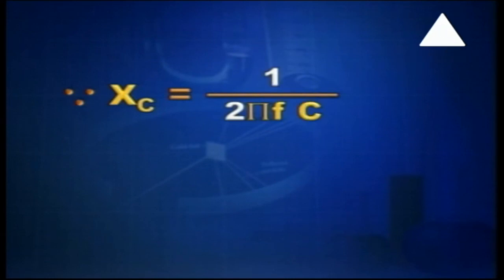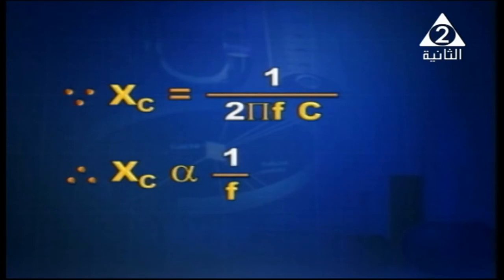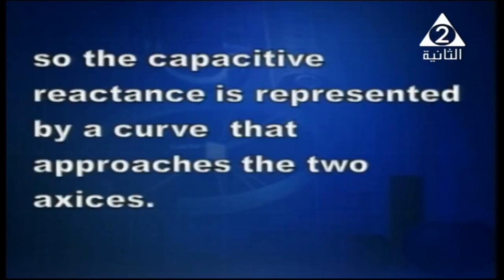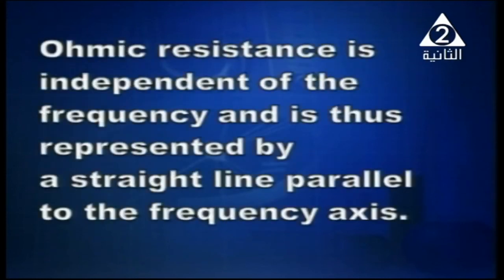But talking about capacitive reactance, it is equal to 1 over 2 pi F C. So XC is proportional to 1 over F. We've got an inverse relation. So the capacitive reactance is represented by a curve that approaches the two axes. And what about the ohmic resistance? Ohmic resistance, if you remember, is given by R equals rho L over A. So it is independent of frequency. So it is represented by a straight line parallel to the frequency axis.